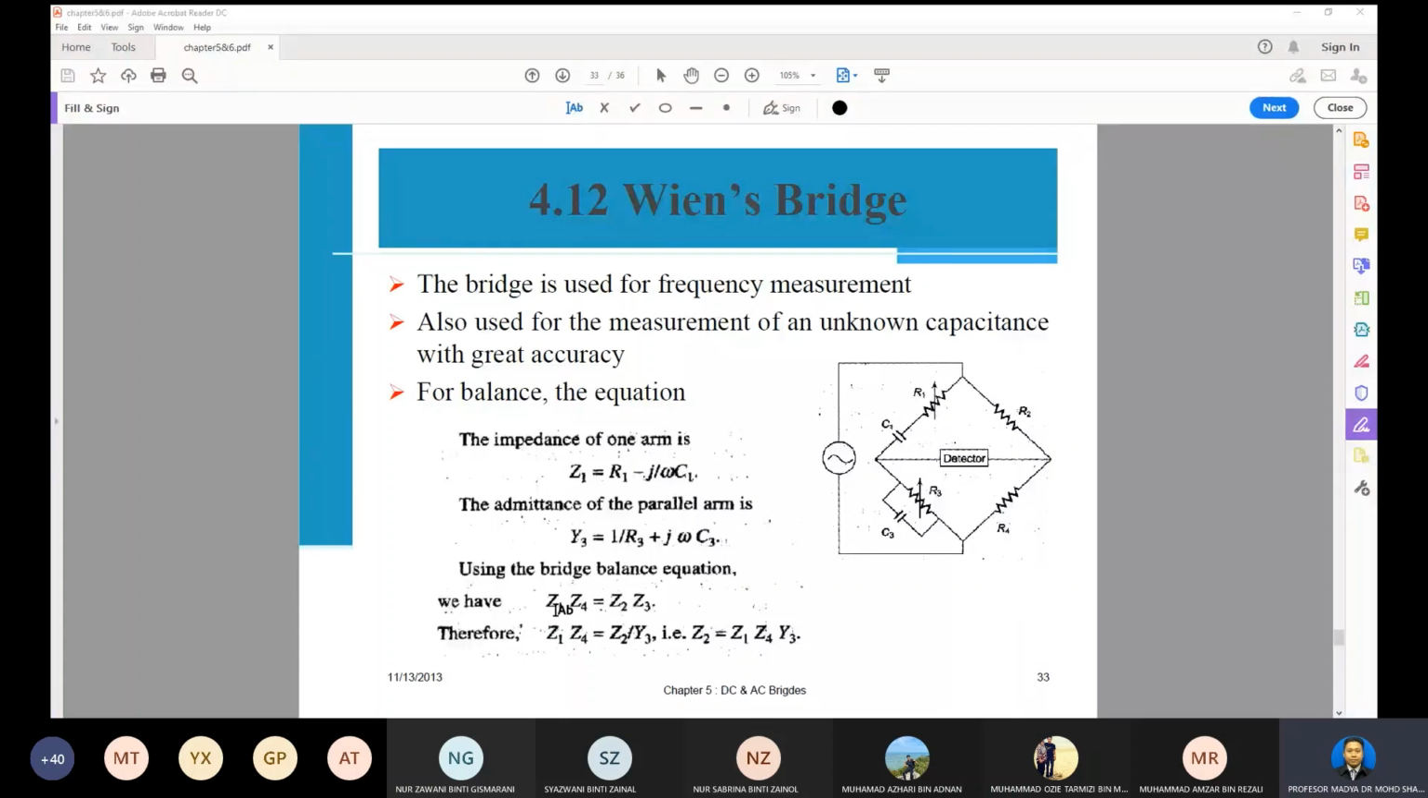The Schering bridge will measure the capacitor, and the Wien bridge will also measure the capacitor, and for the Wien bridge we can also measure the frequency. So that's why the Wien bridge is used for frequency measurement, and to measure the unknown capacitance with great accuracy. It is based on the Wheatstone bridge, but the difference you can see here. This one is similar to the Hay bridge.